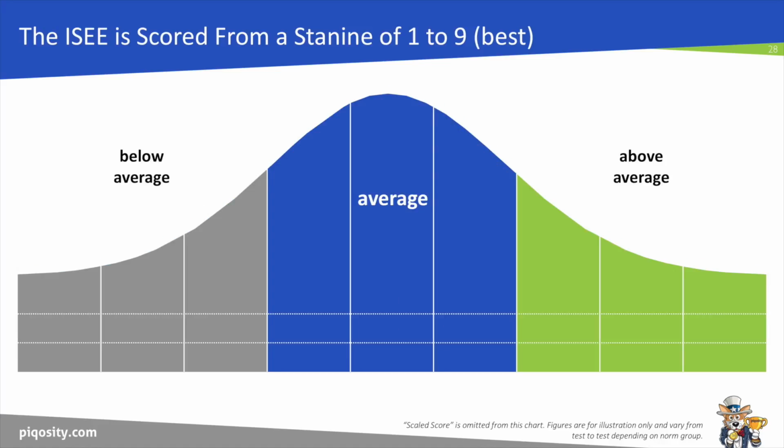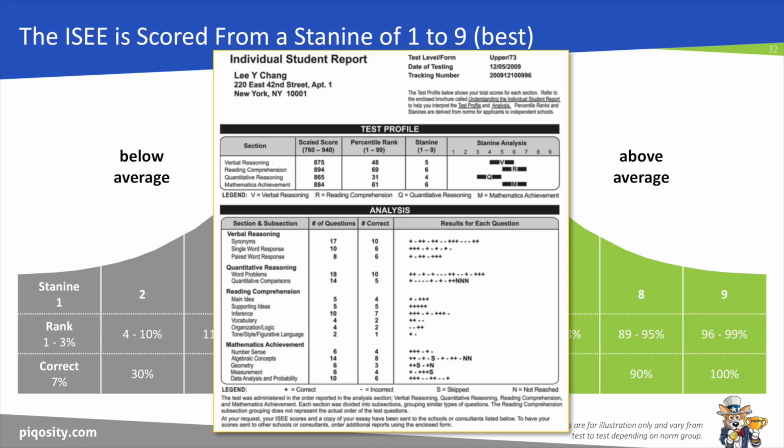These scores are then arranged in order and divided into 9 standardized groups, where Stanines range from 1 lowest to 9 highest. Scores of 4, 5, and 6 are statistically average, while scores of 7, 8, and 9 are above average. Your student's individual student report, ISR, will include 4 scores: the Stanine, percentile rank, scaled score, and number of questions correct in each section.